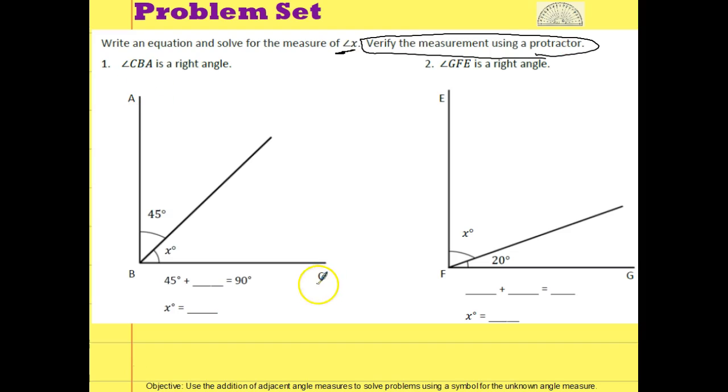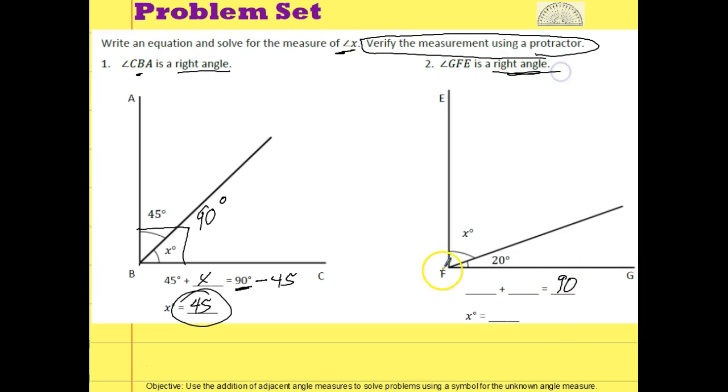So this says that CBA, remember the angle is in the middle, so angle B is a right angle. So this total right here is 90 degrees, right? Which is equal 90. 45 plus x equals 90. So then we just take 90 minus 45 and we get 45. So x is 45.